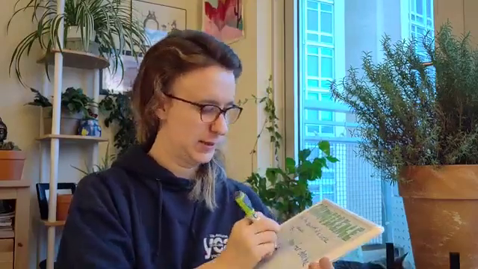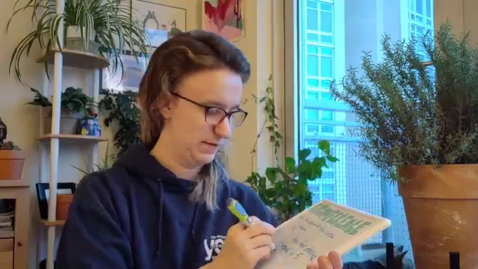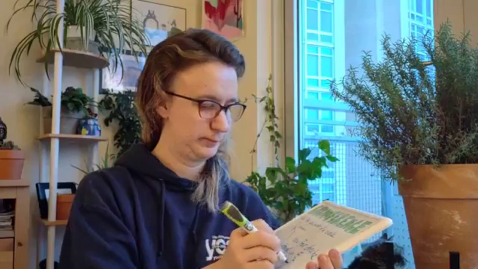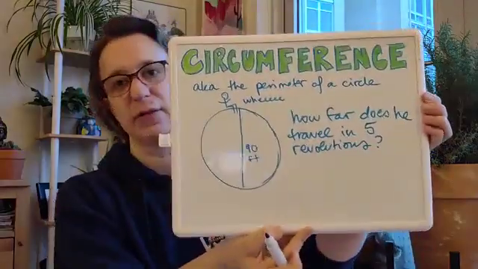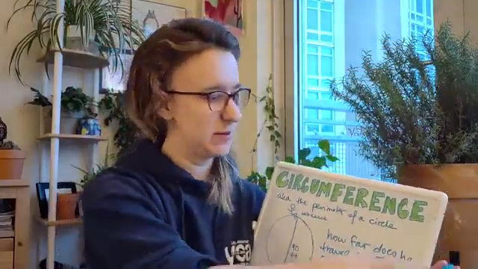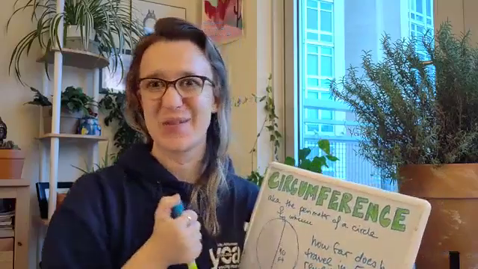Okay, so let's write that down. How far does he travel in 5 revolutions? There's a lot to unpack in that sentence, so we're going to do it step by step. And we're going to swap colors. Okay, so we'll use the green.